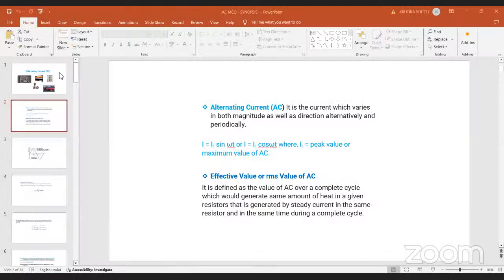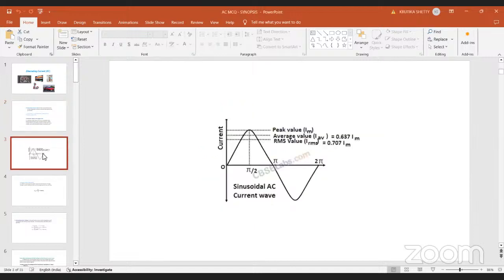Yes, we were seeing the... Just check if it is visible. Otherwise, once again, I'll share it. Yes, now it is visible. See. Here you can see how the AC current is represented.